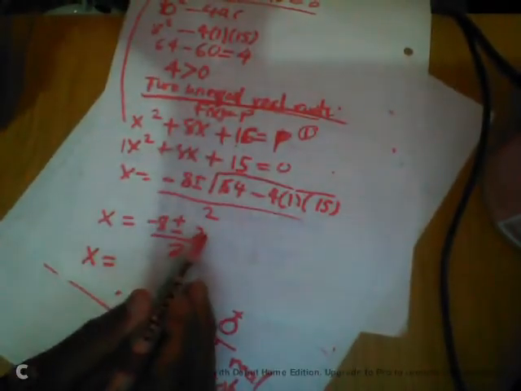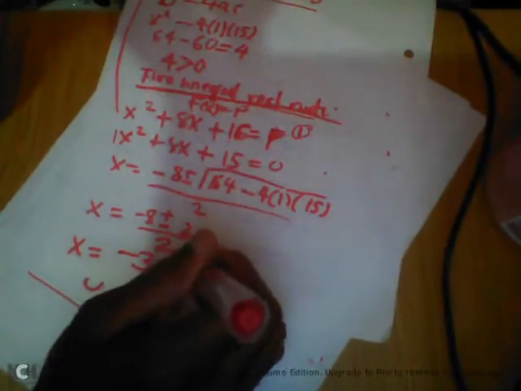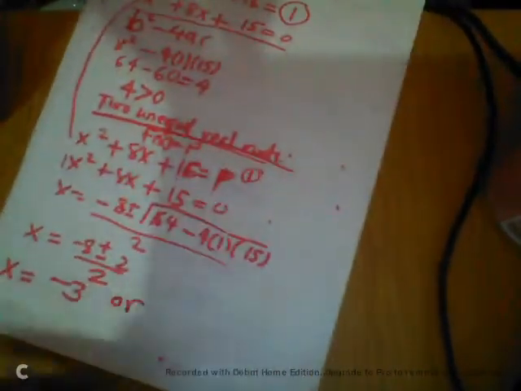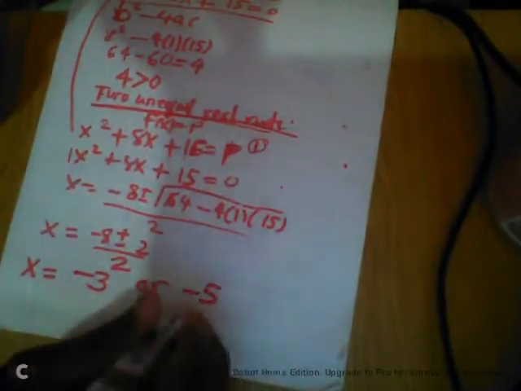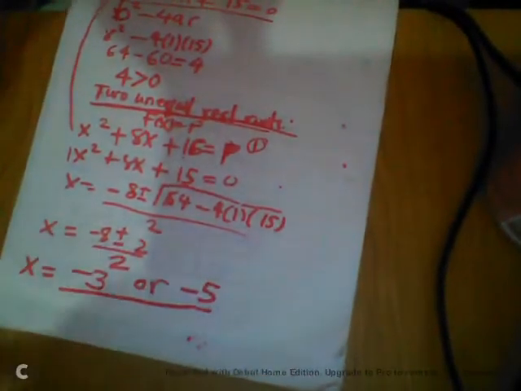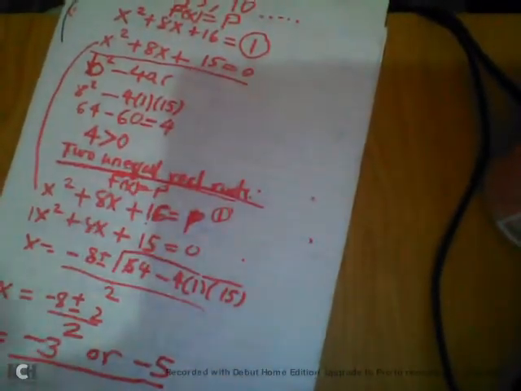Perfect. So now we say, either x equal to negative 8 plus 2, which is negative 6 divided by 2, equal to negative 3. Or negative 8 minus 2, negative 10 divided by 2, equal to negative 5. So we get 2 unequal real roots, and they're negative like they say. So yes, we got it.